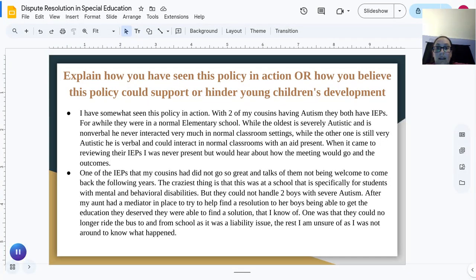After my aunt had a mediator in place, which was one of her friends that actually works with the boys, to try to help find a resolution for them, they were able to somewhat find a solution that I know of for the education they deserved. One thing that was a requirement was that they could no longer ride the bus to and from school as it was a liability issue. The rest, I'm not completely sure on how that went, unfortunately.